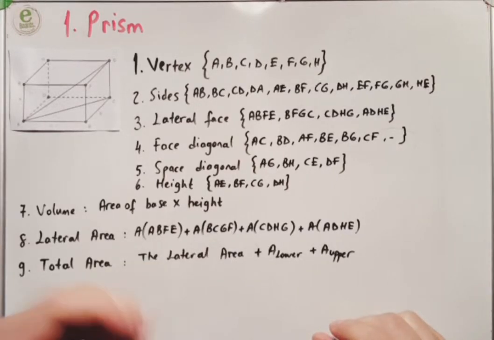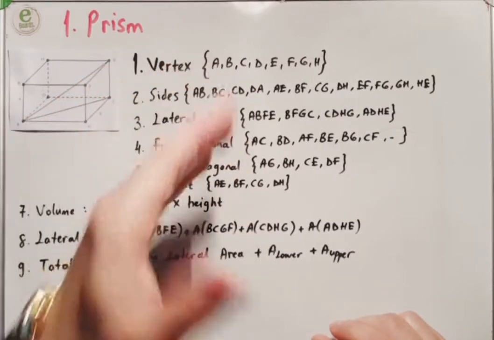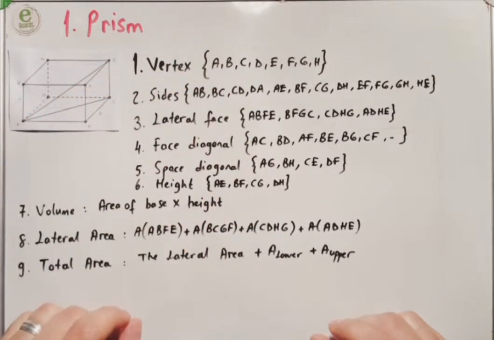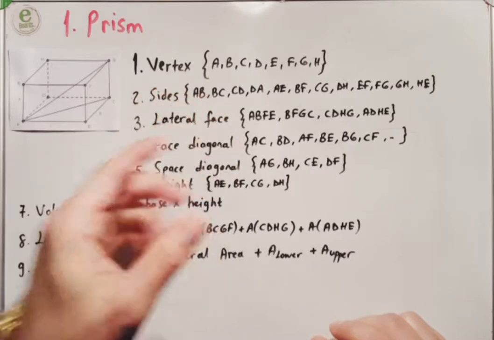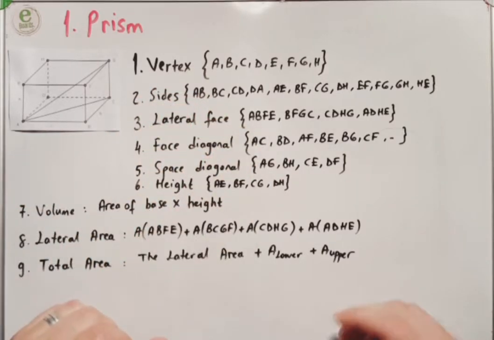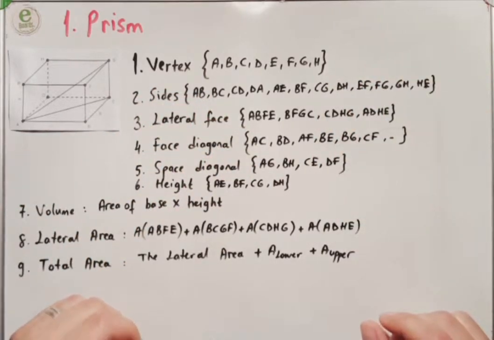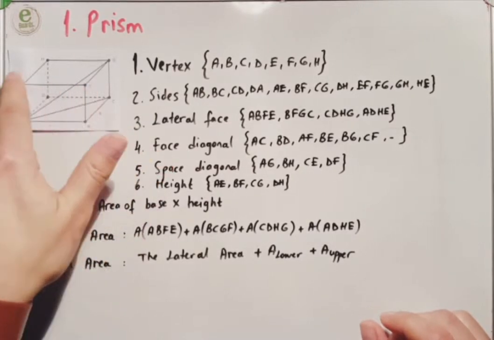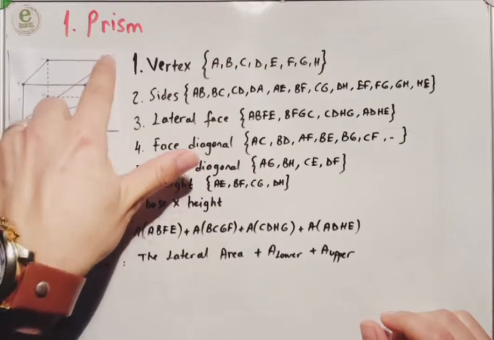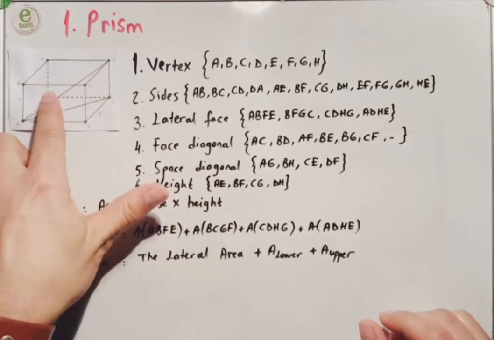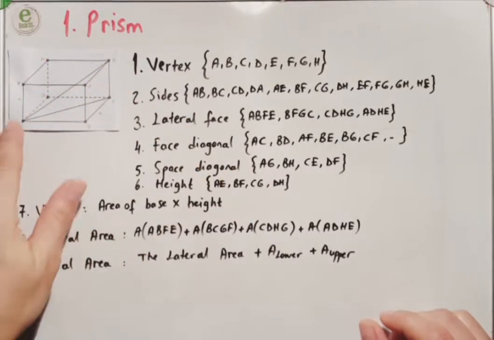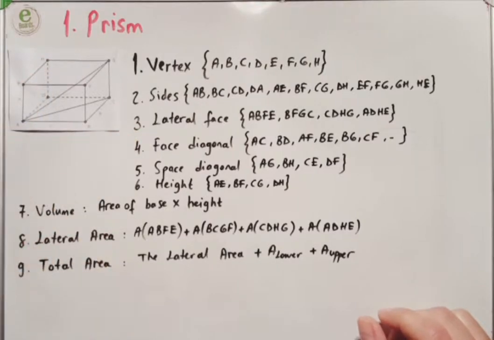So, starting with the prism, you can see some general information about the prism, such as vertex points. You can see A, B, C, D, E, F, G and H, sides AB, BC, DA, AE and so on. And we have the lateral faces. ABFE, BFGC, CDHG and ADHE will give us the lateral faces.